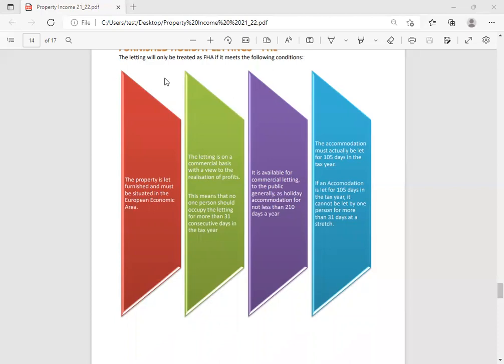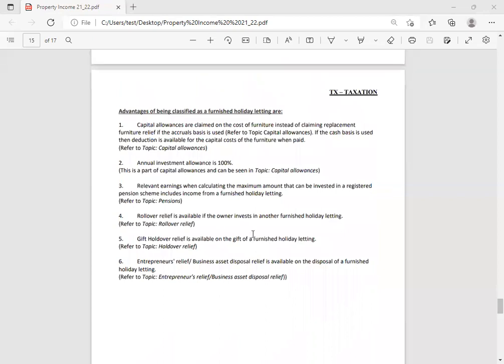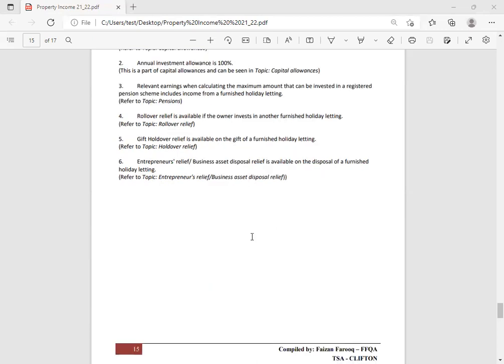If accommodation is furnished holiday letting, what will be the tax impact? There are 6 impacts, and all of these will be part of our future course, in future chapters. Once we do those chapters, we are going to discuss them. Only one difference we will discuss right now.